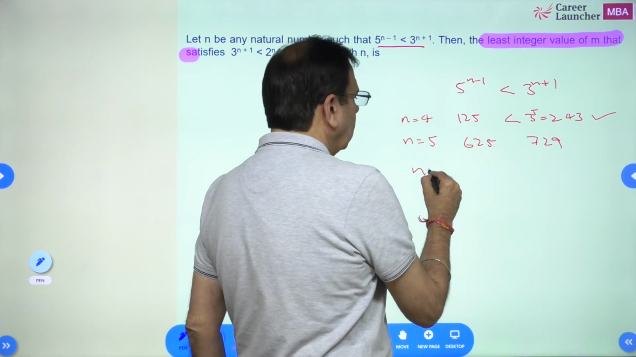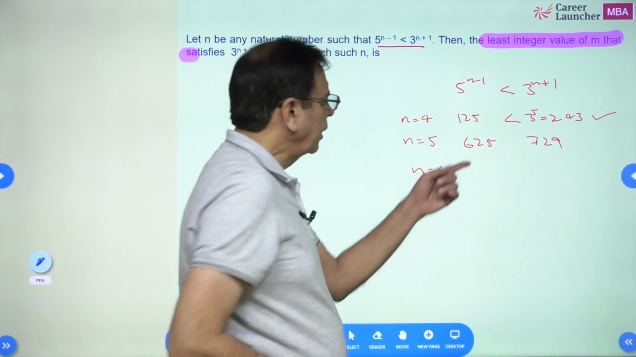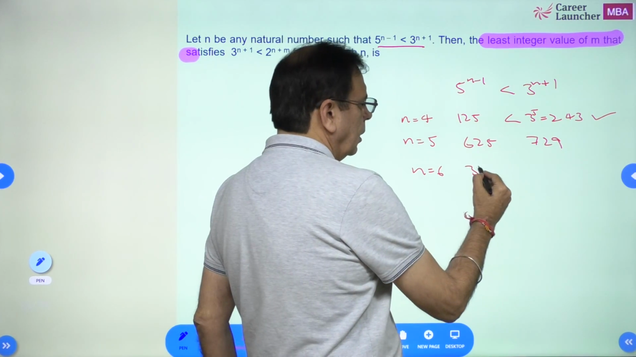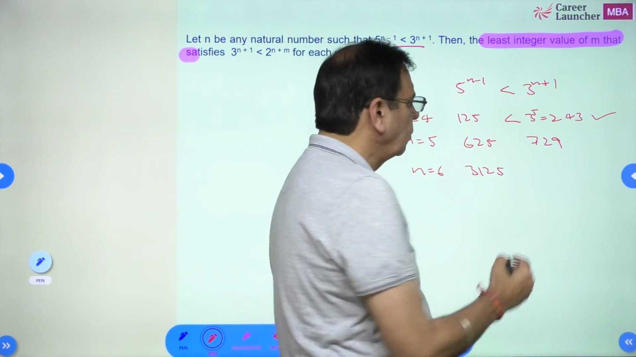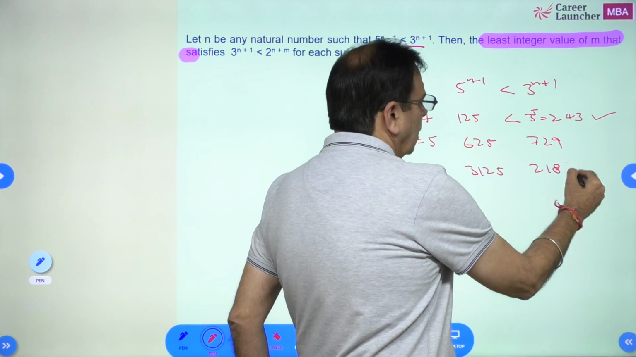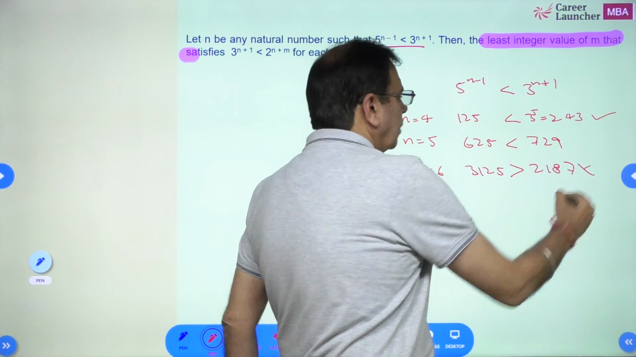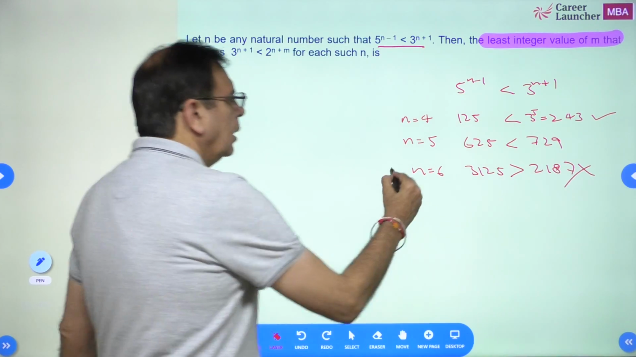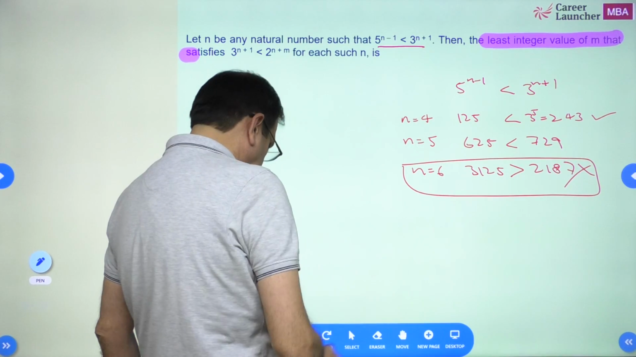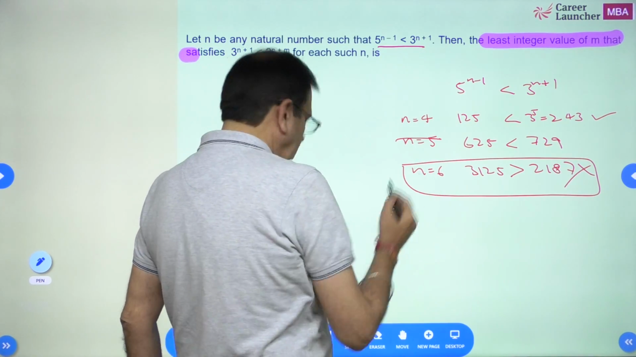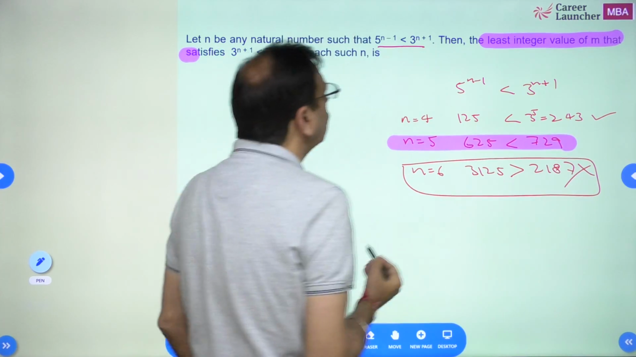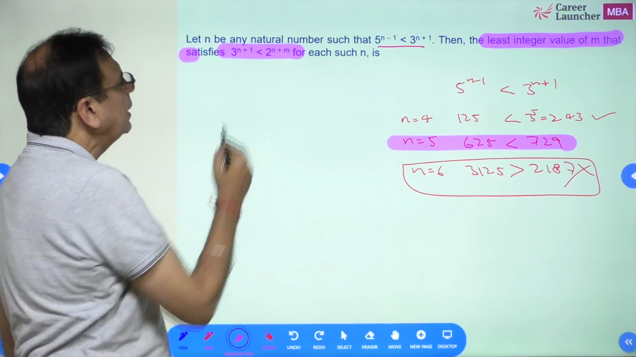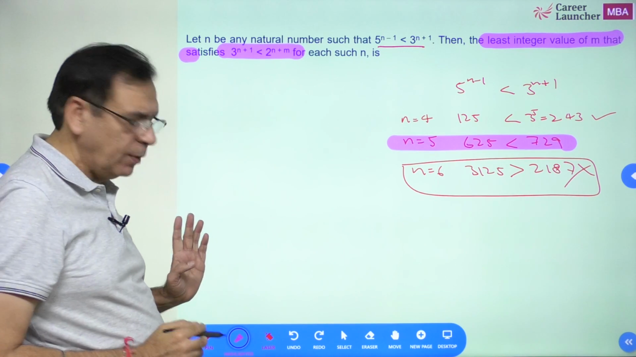If I take n equal to 6, 625 into 5, 3125, and 729 into 3, 2187. This does not satisfy. What does that tell you? The maximum possible value of n has to be equal to 5. So मेरे को, so I have to find for n equal to 5, what is the value of m which is required.